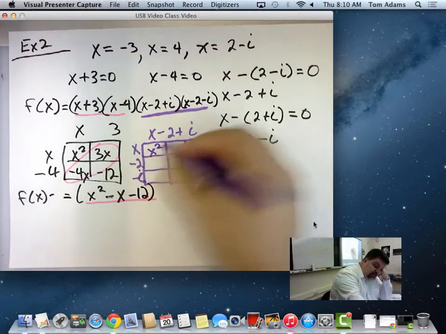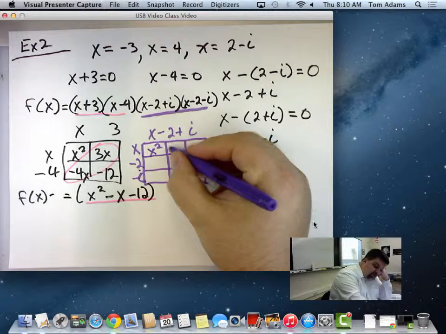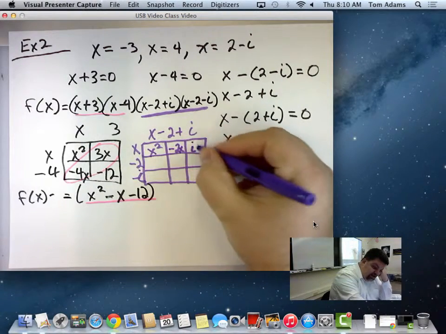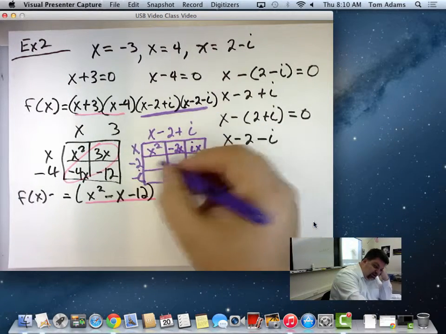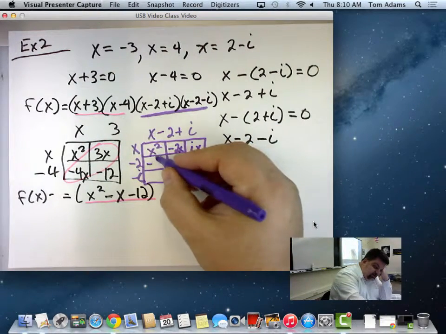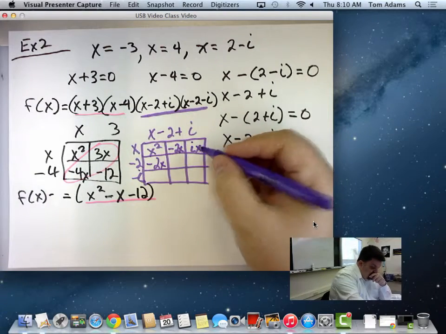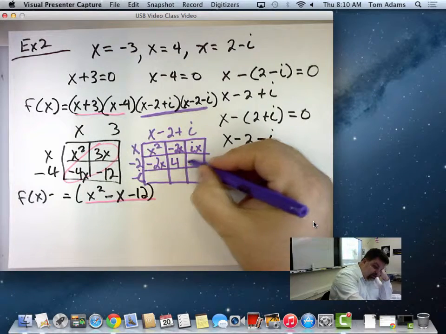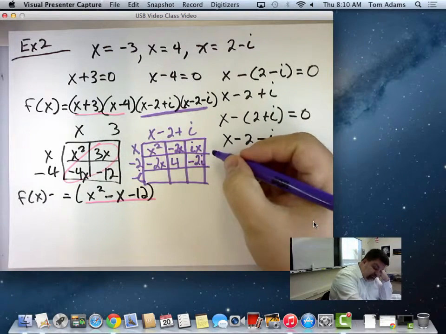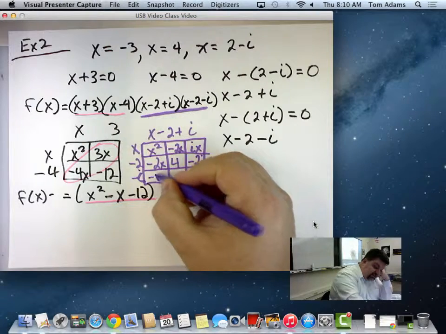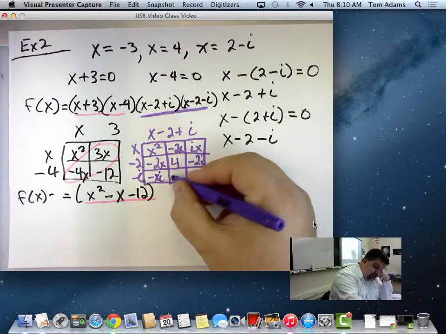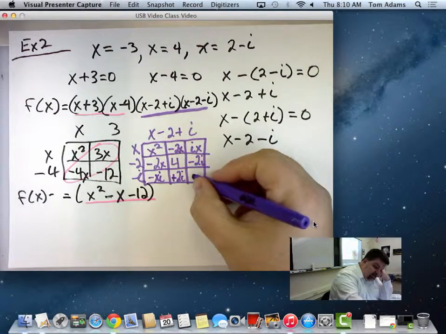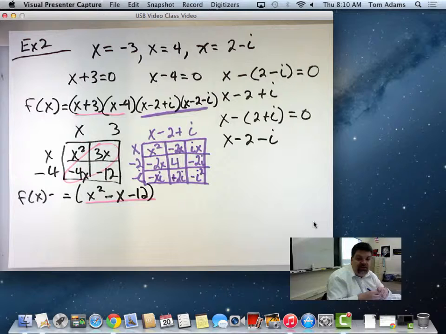So I have x squared. Then I'm going to have minus 2x. Then I'm going to have i times x. Then I'm going to have minus 2x. Then I'm going to have -2 times -2 is a positive 4. Then I'm going to have -2i. Then I'm going to have -xi. Then I'm going to have positive 2i. And then I'm going to have -i squared. So that's a whole bunch of stuff.